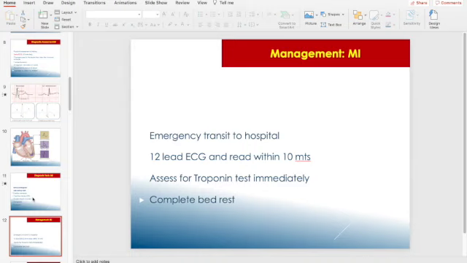I explained this before, but it's very important to know that the patient will be on bed rest. We don't want the patient to move, because if the patient moves, the patient will have shortness of breath and the oxygen demand will increase, and in this case the oxygen supply is already reduced. We don't want to increase the oxygen demand.